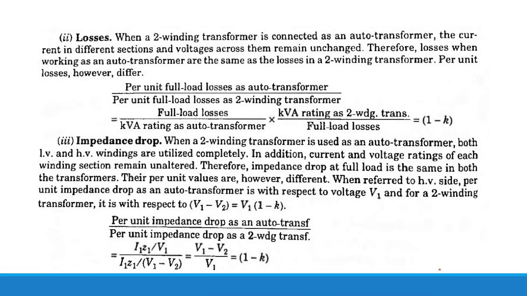In terms of the losses, the per unit full load losses as an auto transformer divided by the per unit full load losses as a two winding transformer will be equal to 1 minus K. It means the per unit full load losses as an auto transformer equal 1 minus K times the per unit full load losses as a two winding transformer. So that would be effectively lesser when you are making it an auto transformer.